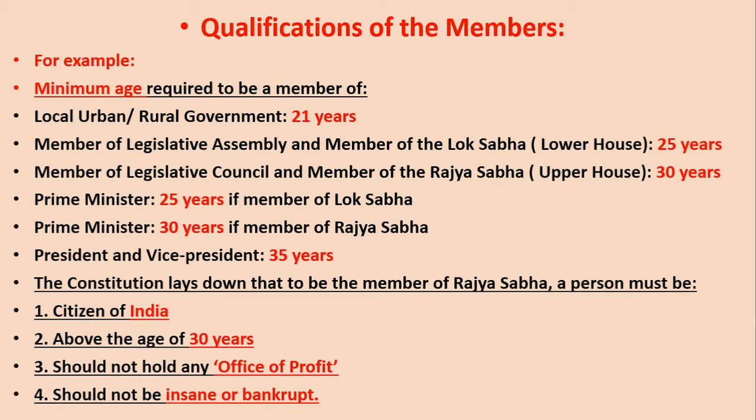Now, next comes the state level. So, members of Legislative Assembly and members of the Lok Sabha, that is lower house, the age required is 25 years. And members of Legislative Council and members of Rajya Sabha, that is upper house, the age required is 30 years. You see here in both the examples, lower house at the state level, that is Legislative Assembly, and lower house at the national level, that is Lok Sabha, 25 years, and the upper house at the state level, that is Legislative Council, and upper house at the national level, that is Rajya Sabha, the minimum age required is 30 years.